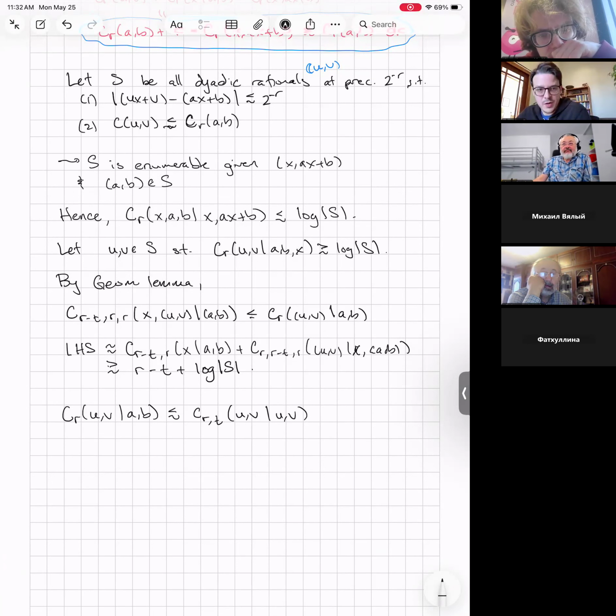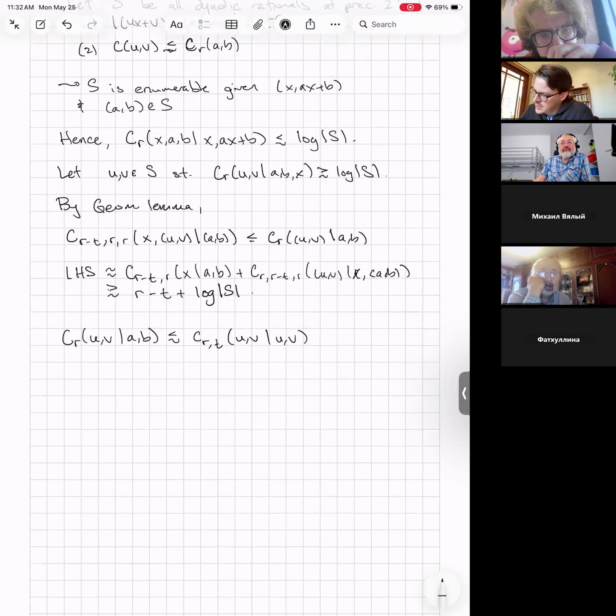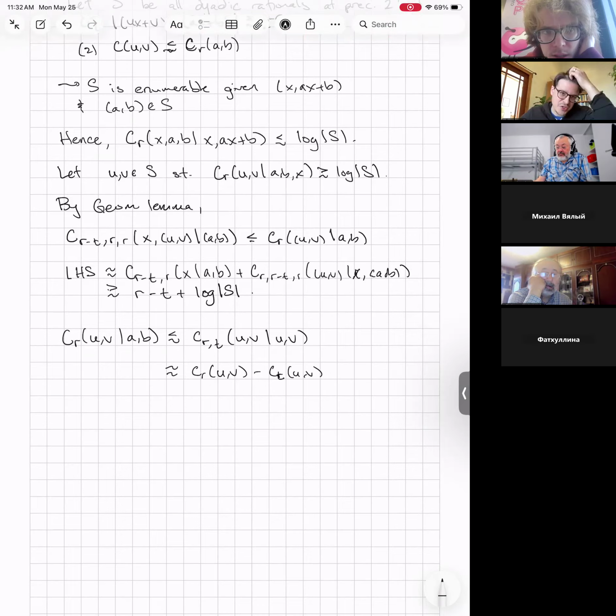Knowing more information can only decrease complexity. Symmetry of information. But why is there no longer A? Yeah, so this step is just to apply symmetry of information. I'm throwing away the information of the tail bits of AB, and I'm only looking at the first t bits, which is the same as the first t bits of UV. Yes.